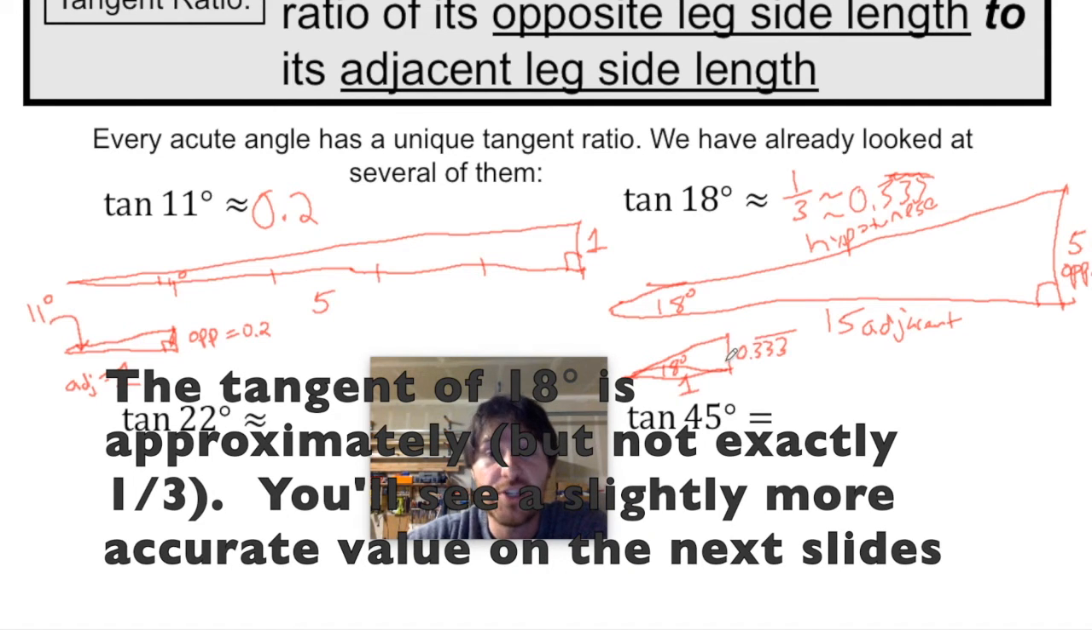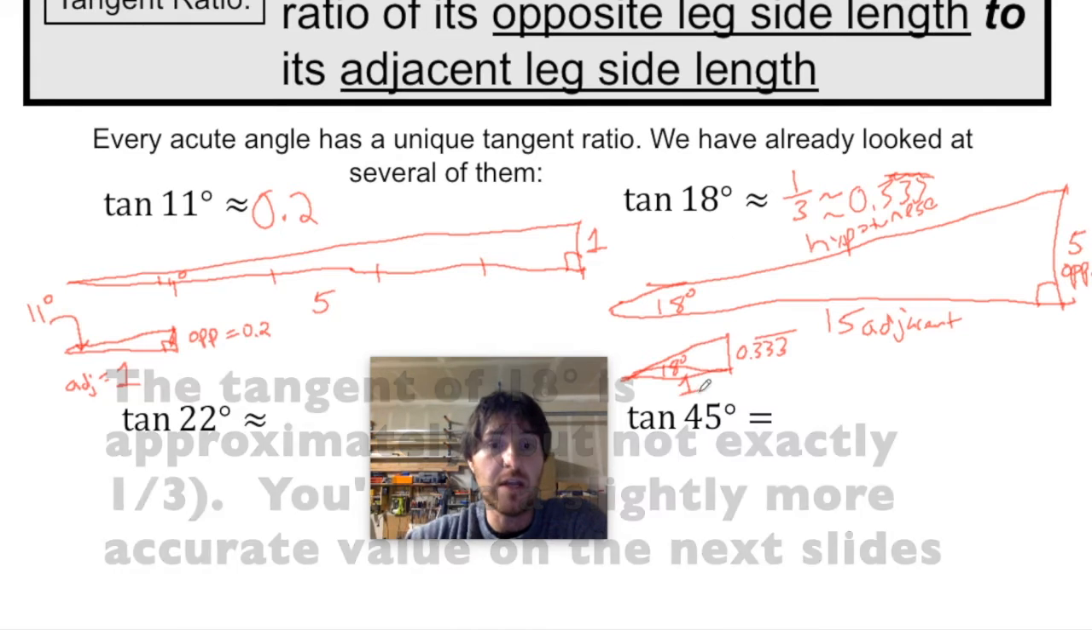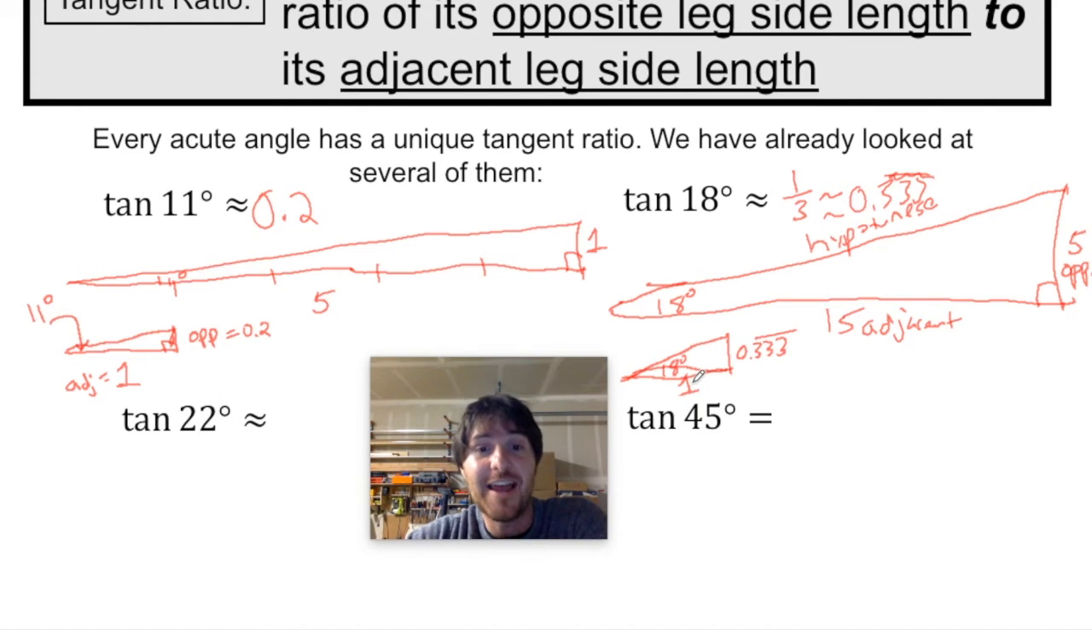But anyway, just to show you here, what this tells us about tangent of 18 degrees is that if we have a 1-unit adjacent leg of a right triangle, then this would be the value of the tangent, tangent of 18 degrees. Opposite over adjacent is in a 1 to 3 ratio.